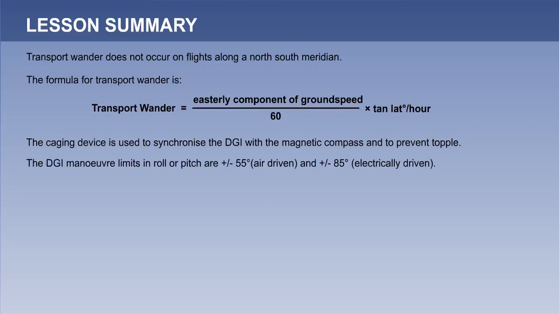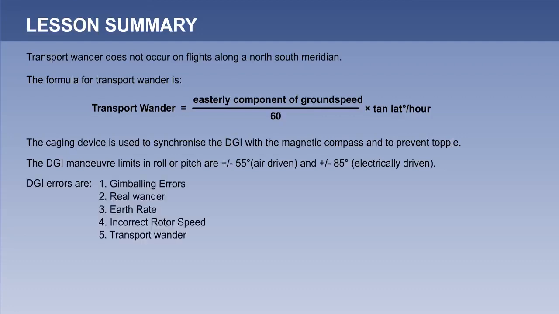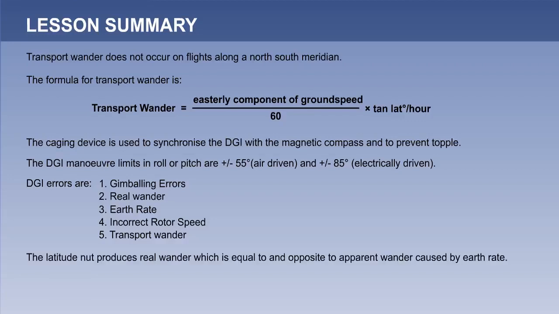The DGI maneuver limits in roll or pitch are plus or minus 55 degrees, air-driven, and plus or minus 85 degrees, electrically driven. DGI errors are gimballing errors, real wander, Earth rate, incorrect rotor speed, and transport wander. The purpose of the latitude nut is to produce real wander which is equal to and opposite to apparent wander caused by Earth rate. The latitude nut is set for a specific latitude only.